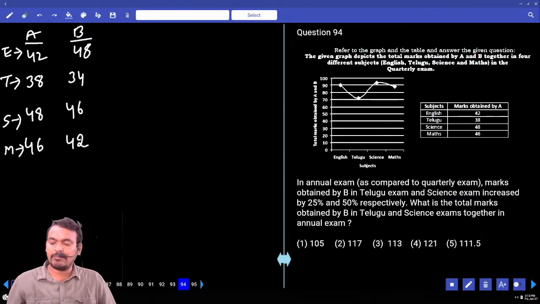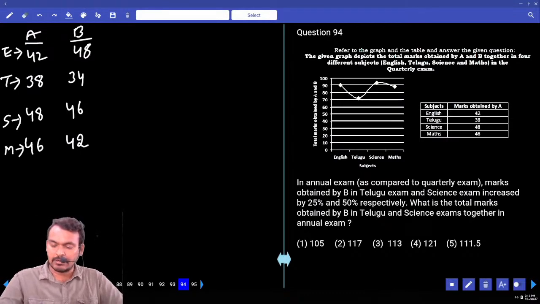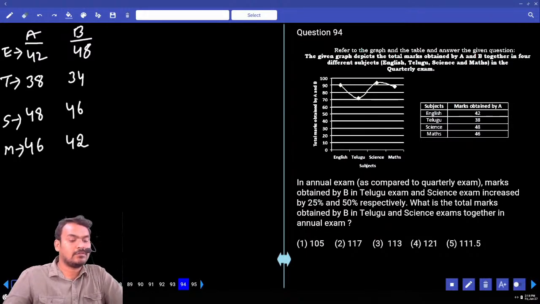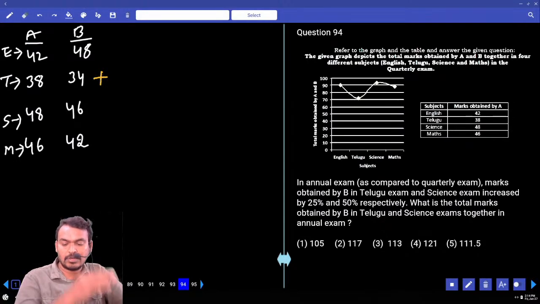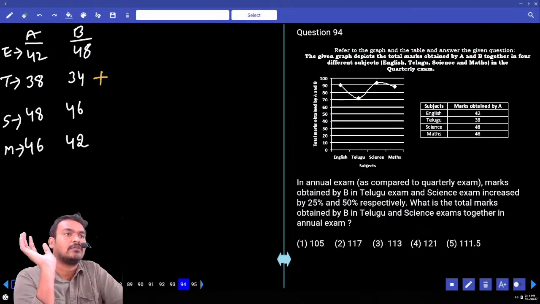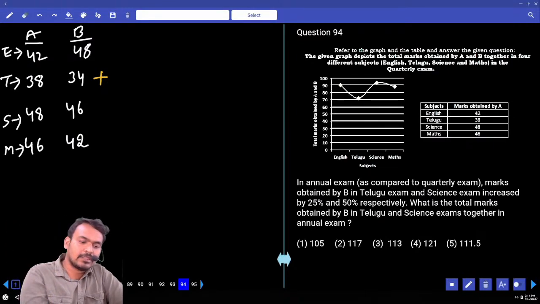Next, 94. In an annual exam as compared to quarterly exam, marks obtained by B in Telugu exam and Science exam is increased by 25% and 50% respectively. What is the total marks obtained by B in Telugu and Science exams together in annual exams? Telugu how much percent are increased? 25%. Already B Telugu how many marks? 34. 25% increase means 1/4. What is the half value? 17. Again half 8.5. 34 plus 8.5. How many marks?